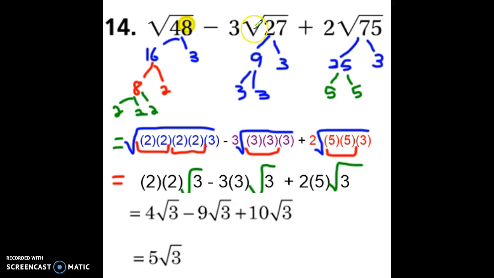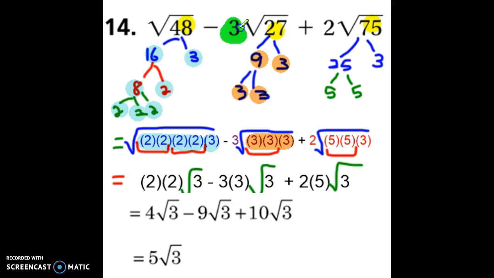And I notice 48, 27, and 75 all can be factored. So I'm going to go ahead and factor 48, 16 times 3. I'm going to factor 16, 8 and 2. 8's a perfect cube, 2, 2, 2. So that's how I got 4 2's and a 3. Then I'm going to factor 27, 9 and 3, and then 3 and 3. That's how I got 3, 3, 3.